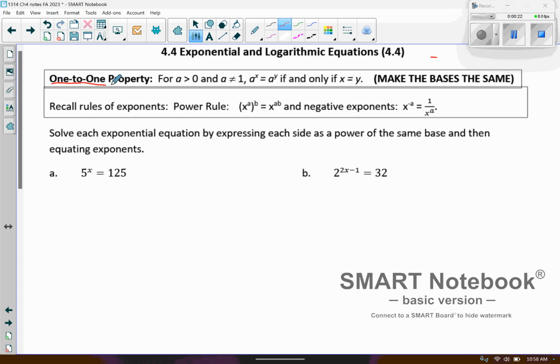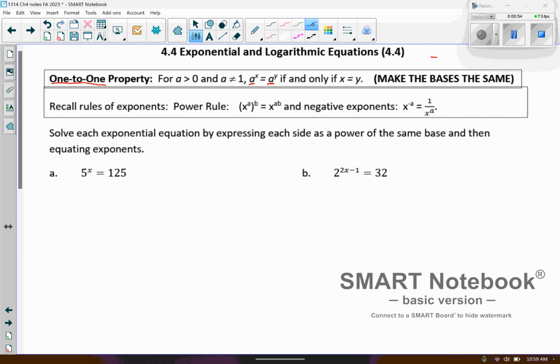Basically, if you can have your bases be the same, and they have to be greater than 0 and not equal to 1, then if we have identical bases that fall into that category, we can just set the exponents equal to each other. You just take the powers and set them equal. So we have to make the bases the same in order to use this property.